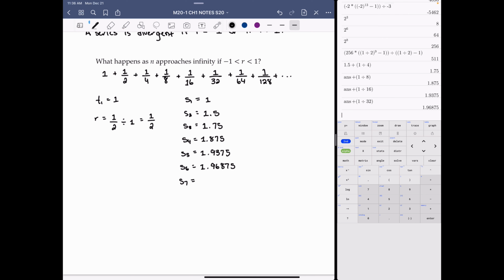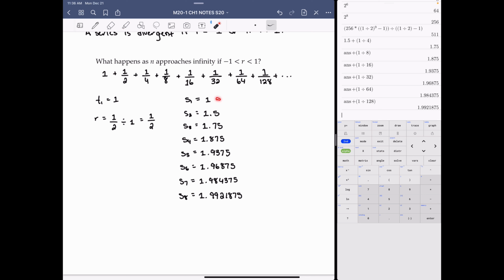S7, add the seventh term, which is 1 over 64, plus, bracket, 1 divide 64, close bracket, is 1.984375. S8, last one, add 1 over 128, plus, bracket, 1 divide 128, close bracket, is 1.992185. So notice what our numbers are doing.